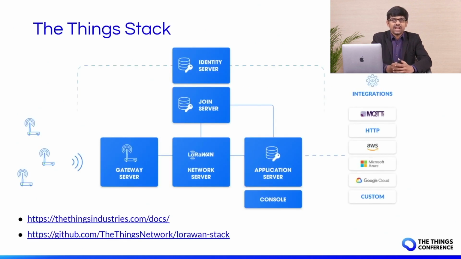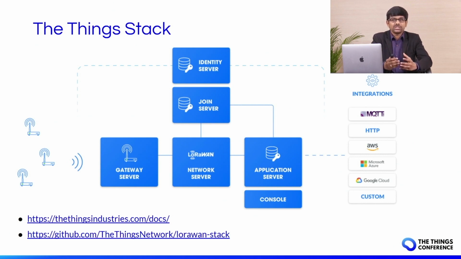The Things Stack is an enterprise-grade open-source LoRaWAN network server suitable for large, global, and geo-distributed public and private networks as well as smaller networks. This project is actively maintained by the Things Industries. It comes with many added features. For example, it extends support for all the LoRaWAN versions. For more information, you can attend Getting Started with the Things Stack sessions from the conference and check the documentation.